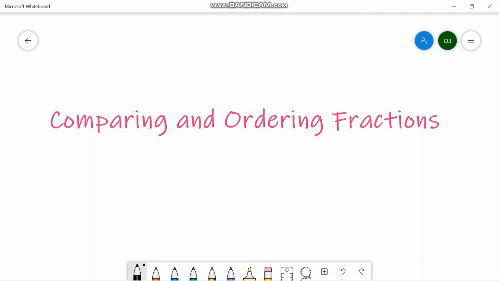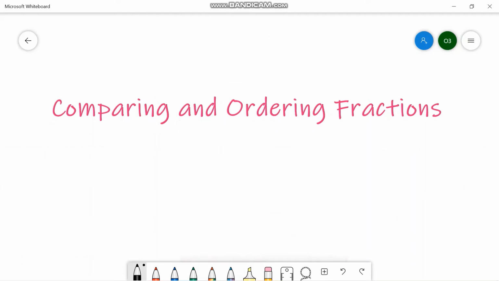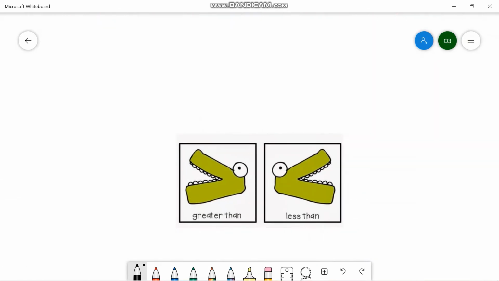So we always remember the story of the crocodile, right? You know, the mouth of the crocodile. It always wants to eat the bigger number. Whichever is bigger, you always put the mouth of the crocodile here. So we always remember this crocodile. So we have the greater than and less than.